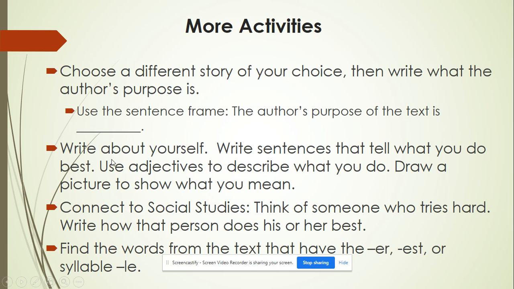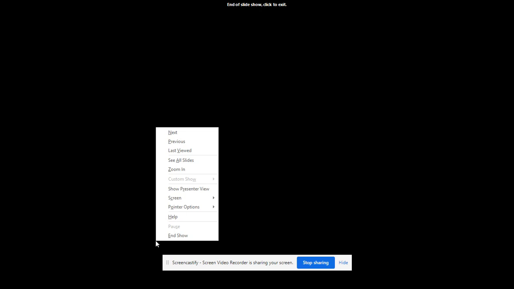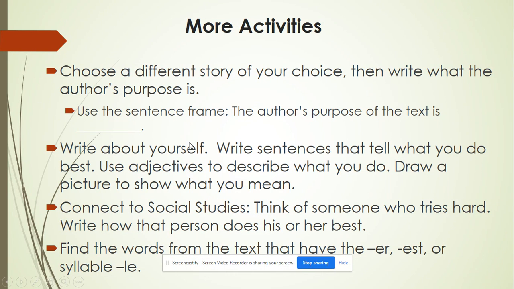The next thing you could do is write about yourself. Write sentences that tell what you do best. Use adjectives. Remember, adjectives are describing words to describe what you do. Draw a picture to show what you mean. Connect to social studies. Think of someone who tries really hard. Write how that person does his or her best.